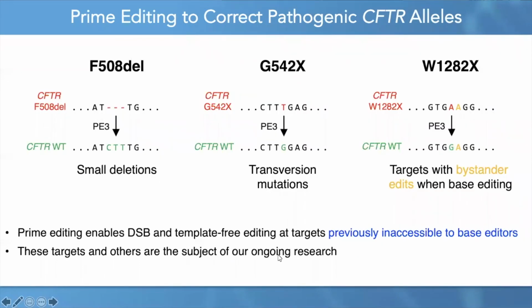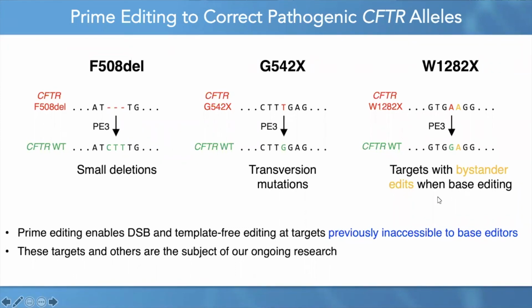Prime editing strengths are suited for correcting the diverse number of pathogenic mutations that result in cystic fibrosis. Without causing double-strand breaks, nor needing to supply a DNA donor template, prime editing can correct small deletions like that of F508del, transversion mutations like that of G542X, and targets that would otherwise be complicated to correct with base editors due to bystander edits, like W1282X.